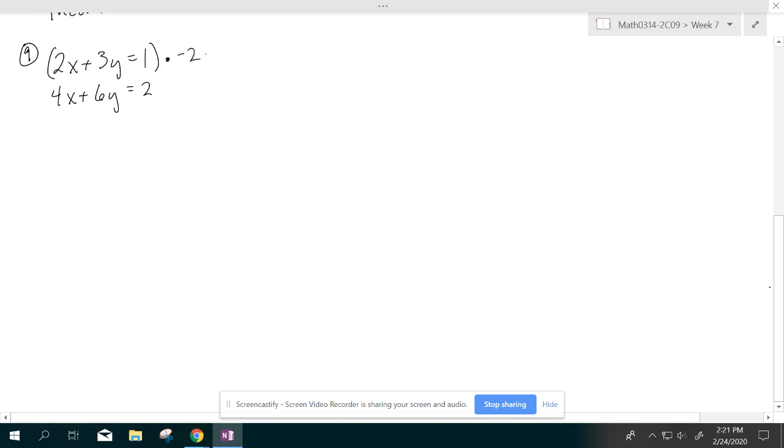And if you're wondering, can I do that? As long as I do it to both sides, that keeps it legal, right? Whatever I do to one side, I have to do the other. So I'm going to distribute -2 into that equation, and that's going to give me -4x minus 6y equals -2. And then I can do the addition method, because now the x's and the y's are going to cancel.